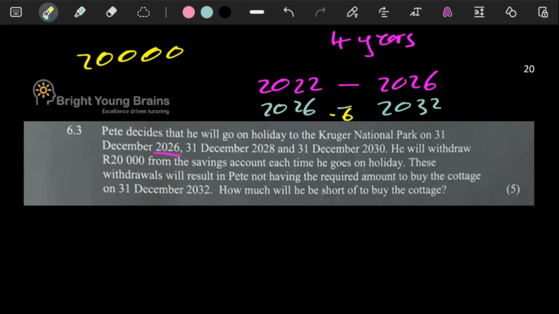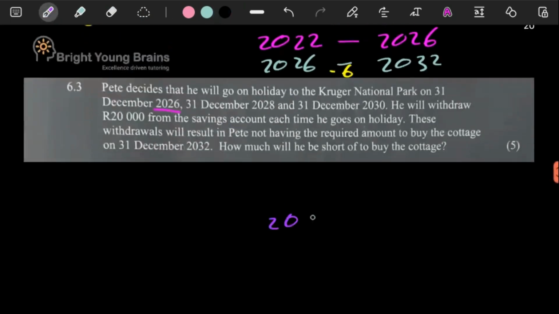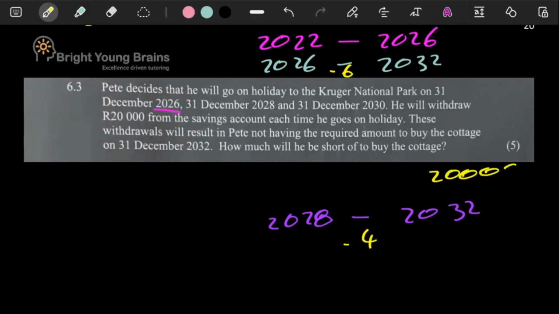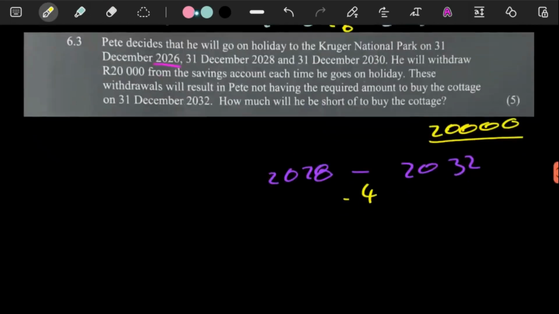And then when he takes out another 20,000, he takes it out in 2028. So from 2028 to 2032, this would have been 4 years, right? 4 years where the 20,000 would be gaining interest. So he forfeits those 4 years where this 20,000 could have been gaining interest.